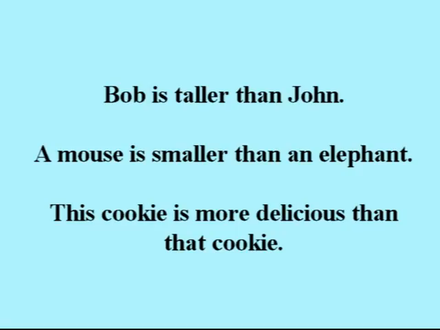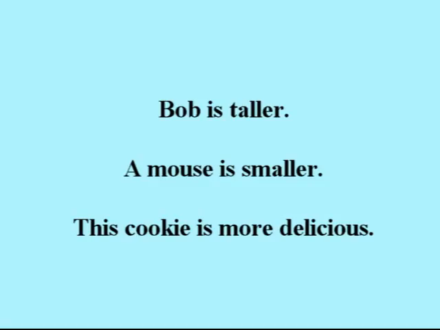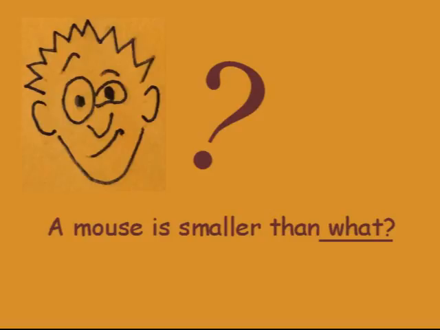Two more things. When using comparative adjectives in sentences, we normally include the word than. Bob is taller than John. A mouse is smaller than an elephant. This cookie is more delicious than that cookie. But sometimes we can leave that part out. Bob is taller. A mouse is smaller. This cookie is more delicious. These sentences alone don't give us as much information, but they are complete sentences.